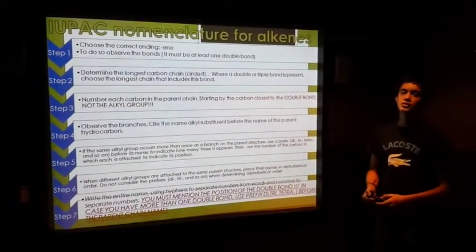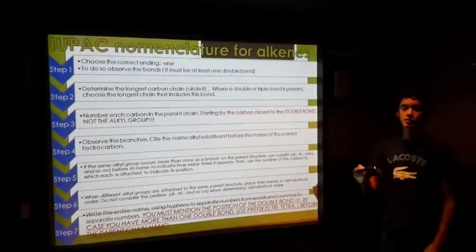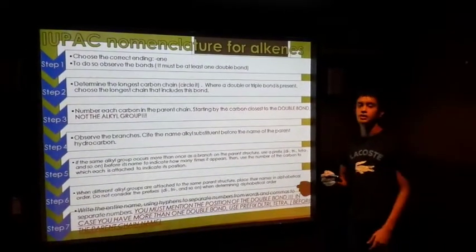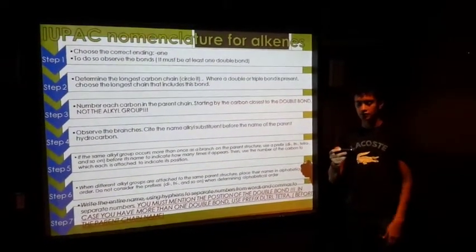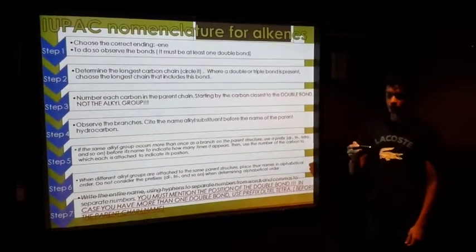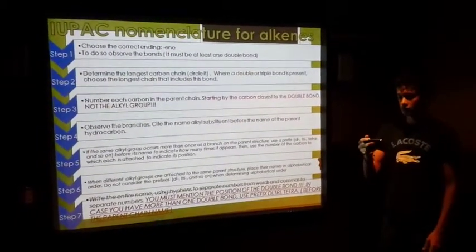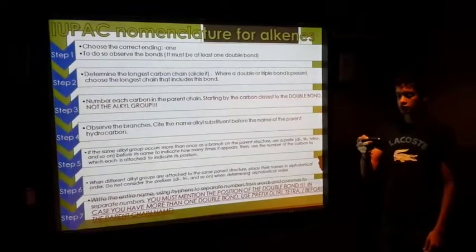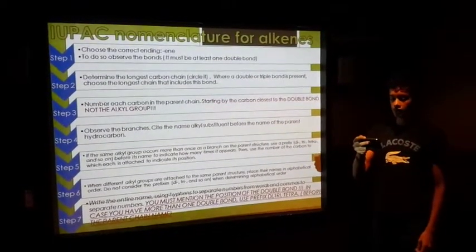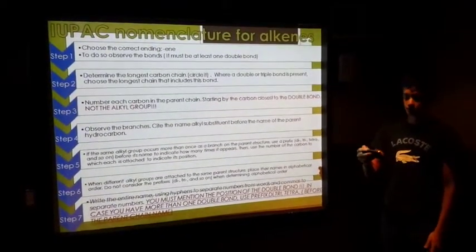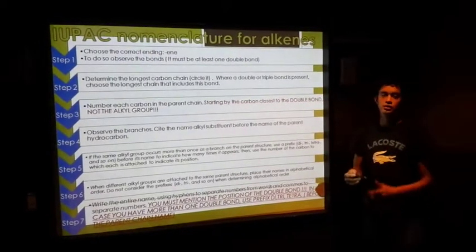The IUPAC nomenclature for alkenes. Well, step number 1 is to choose the correct ending. In this case, it is -ene. To do so, you have to observe the bonds. There must be at least 1 double bond. Then, step 2 is to determine the longest carbon chain and circle it. And where a double or triple bond is present, choose the longest chain that includes this bond.